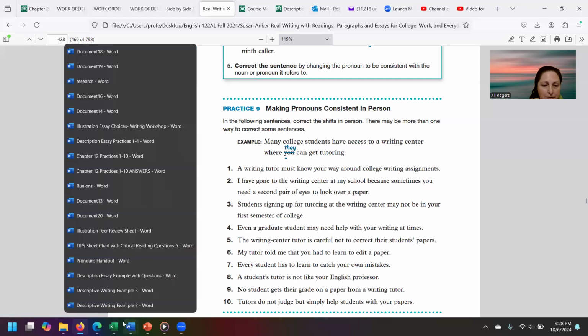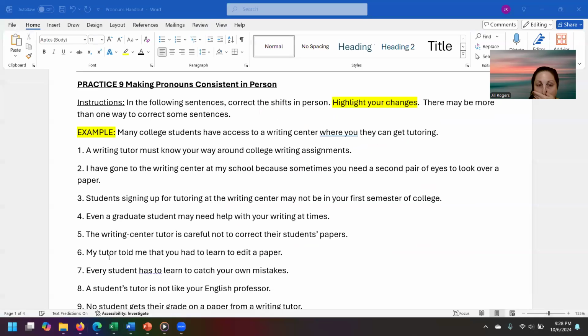All right, so if we go to the handout again, here's our example. The instructions are: in the following sentences, correct the shifts in person. Please highlight your changes, just easier to read. There may be more than one way to correct them, that's fine. As long as it's correct, it's fine. Of course you can make them both plural or both singular, for example, but they just have to be consistent.